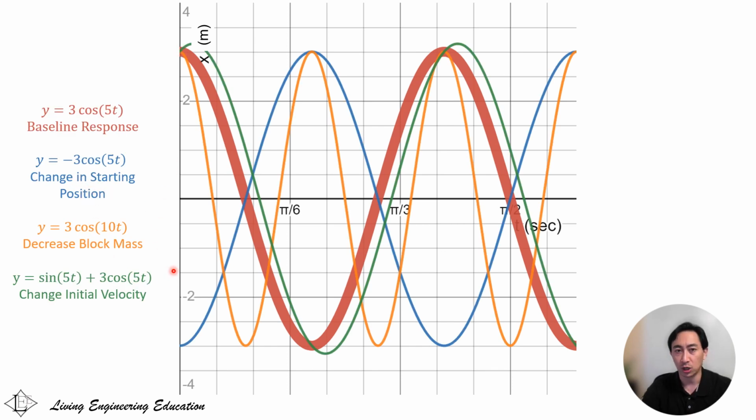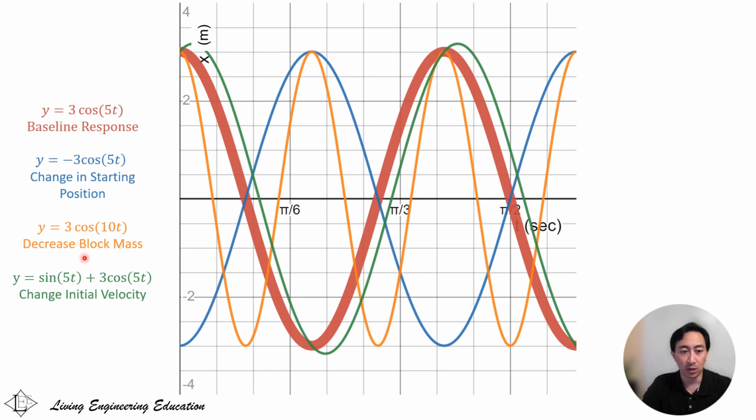In blue, we changed the starting position to be an extension of 3 meters. So the starting position basically mirrored the graph. We start at -3, and then it goes past the equilibrium point, and then to a compression of 3 meters.